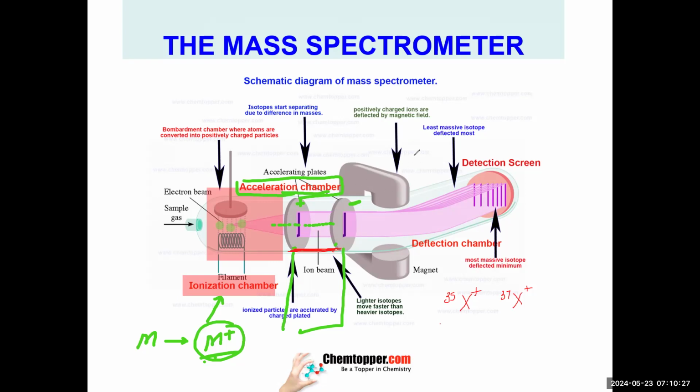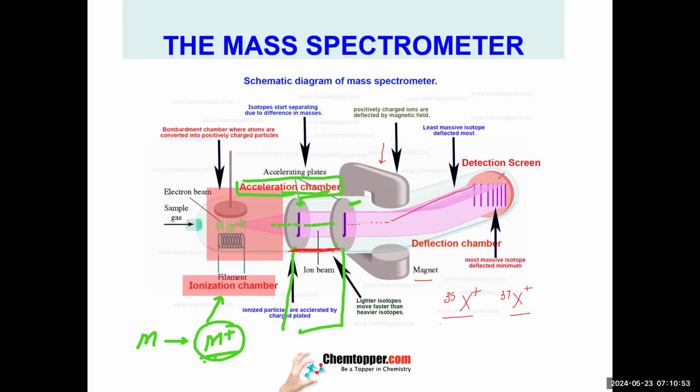Then we have this magnetic field. You can see this magnetic field, this is the magnet. Now, when these charged particles are passing through the magnetic field, they get deflected. Now, again, which particle will be deflected more? The lighter or heavy? The lighter. Lighter particles, they are deflected more.